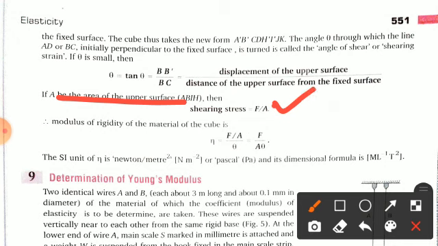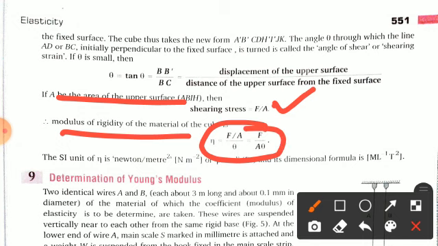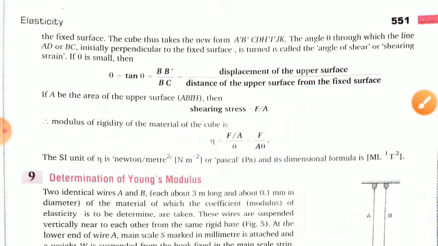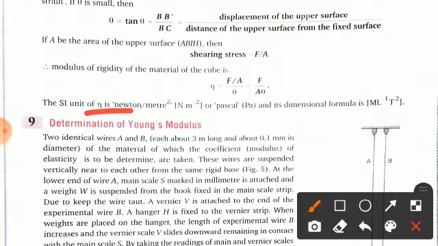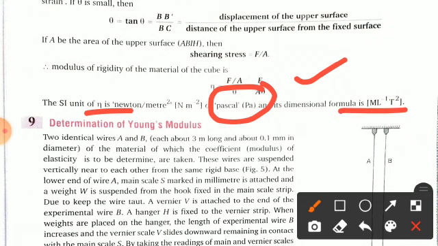If capital A be the area of the top surface ABIH, the shearing stress is how much? Force by area. And the modulus of rigidity of the material we can write as eta equals F by A theta. So here the SI unit of eta, that is the shearing stress, is Newton per meter square, or you can write it Pascal also. Fine, because you know very well the pressure is equal to force upon area, and the unit of pressure is Pascal, and theta is dimensionless. So that's why the unit comes out to be Pascal. That is the modulus of rigidity. So the dimension is M L inverse T minus 2.